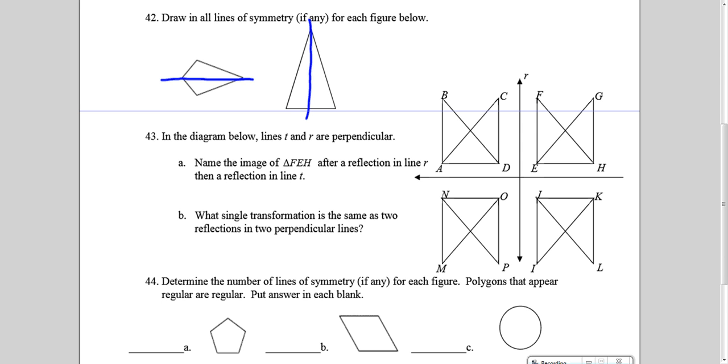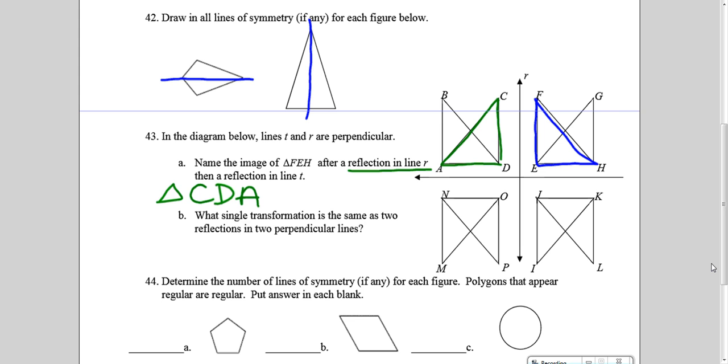All right, in the diagram below, lines T and R are perpendicular. Name the image of FEH after reflection in line R, then a reflection in line T. So I'm going to reflect it in R first. When I reflect it across R, point F becomes point C, point E becomes point D, and then H becomes A. And yes, your order does matter.